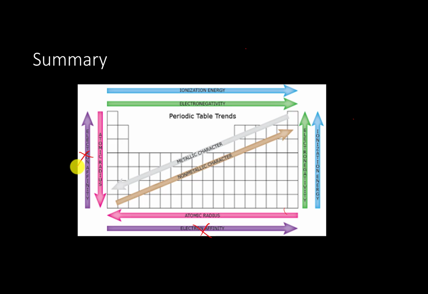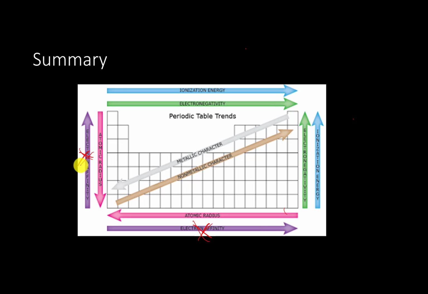This final slide just summarizes everything. I put X's through two of the arrows only because you don't need to worry about these two right now. The electron affinity is something that you can think of as meaning the same thing as electronegativity. There is a distinction, so I'm not going to tell you that they're exactly the same thing, but the trends are the same and the concept is very similar. So you don't need to worry about that one. But everything else on here you should understand.